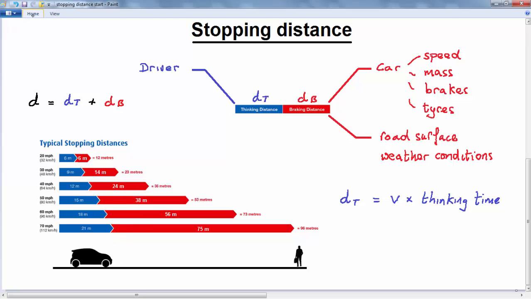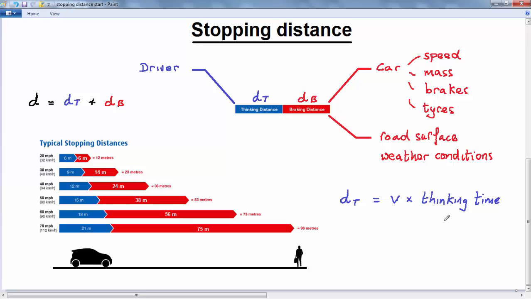That means if I double the speed of the car, then I've got to double the thinking distance. If I treble the speed of the car, then I treble the thinking distance. So it depends upon the speed of the car. The second factor that it depends upon is the thinking time. What affects the thinking time, or the reaction time?